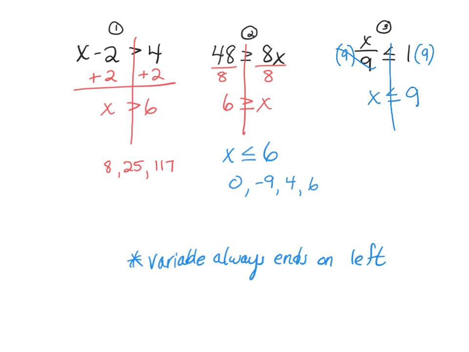I could say x could be -20. That's less than 9. I could say 8. That's less than 9. Could I say 9? Yes, I can. Because of that equal sign underneath, x is either less than 9 or equal to 9.